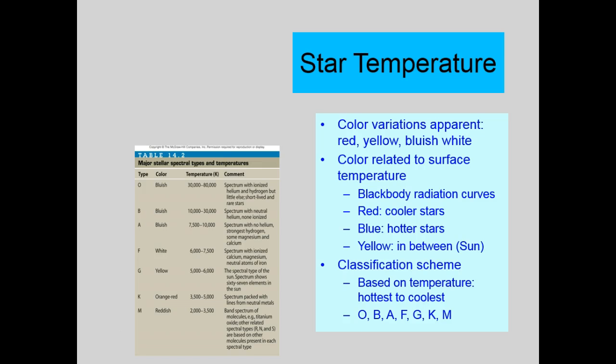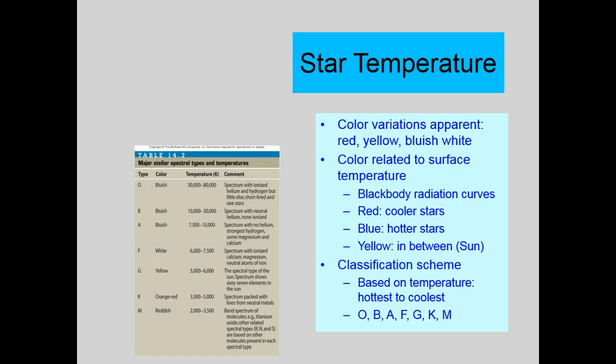So in this one, they're neutral helium, none of it ionized. Okay? Then you have the A stars, which are still bluish in color, but getting more bluish-whitish, 7,500 to 10,000 K. The spectrum with no helium, but it's strongest in hydrogen, some magnesium, calcium, a little bit heavier elements in it. Then you have the F stars, which are the white stars. These are 6,000 to 7,500 K. Spectrum is ionized calcium and magnesium, so it's sort of going backwards, it seems like.